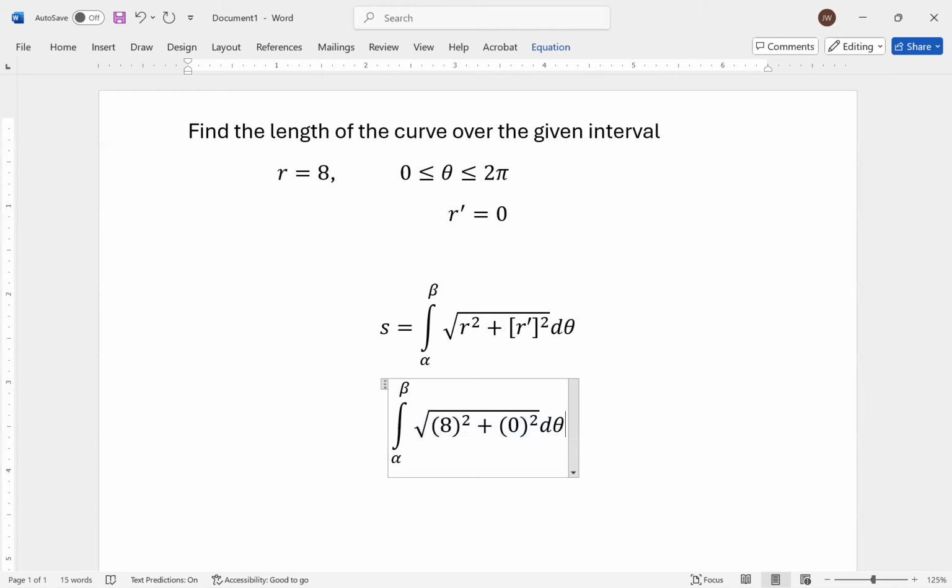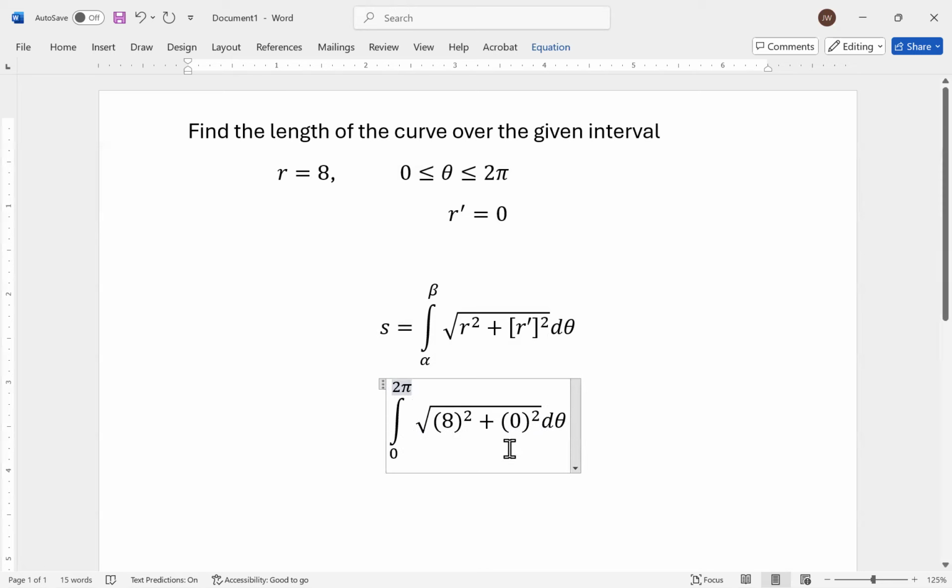This one's pretty easy to do by hand because we're integrating from 0 to 2 pi. If you want to do it by hand, by all means, do it by hand. You can also plug it into your calculator. What you end up with is 16 pi.